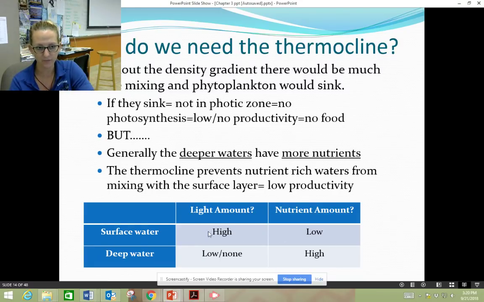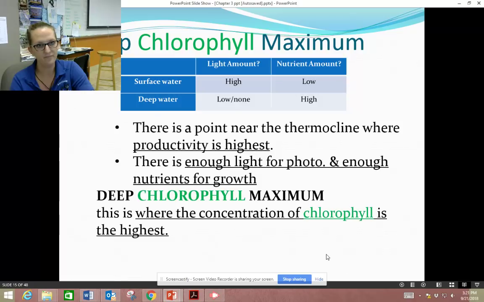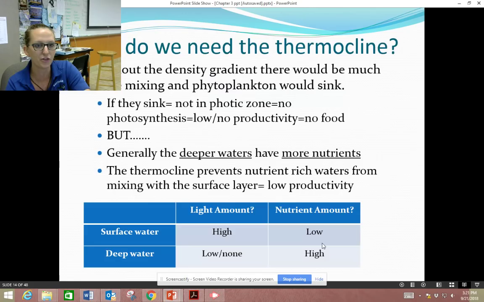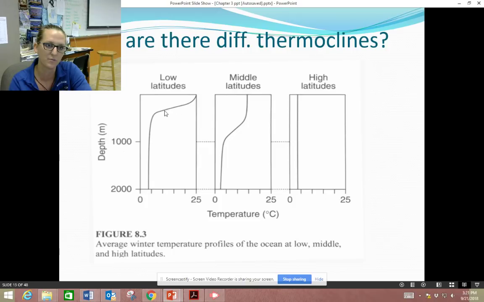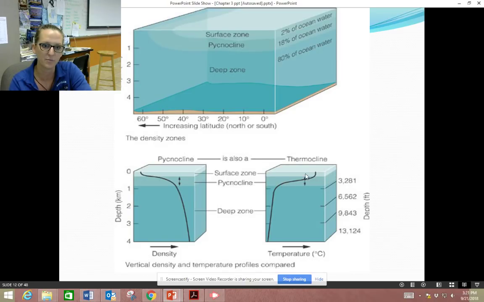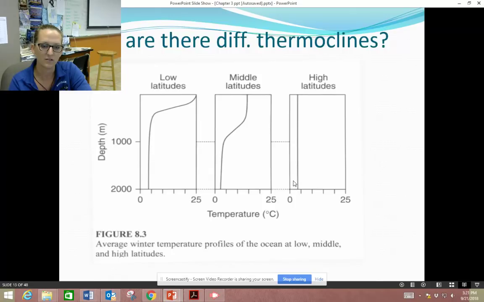Sketch this out. Know why it is, okay? Surface waters have a lot of light. They have low nutrients because nutrients sink. Deep waters, light does not penetrate that far. Nutrient amount, high. Okay, so the deep chlorophyll maximum. There is going to be an area where productivity is the highest. It's close to the thermocline. Again, here is our thermocline.